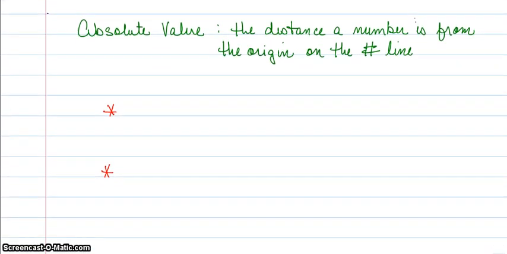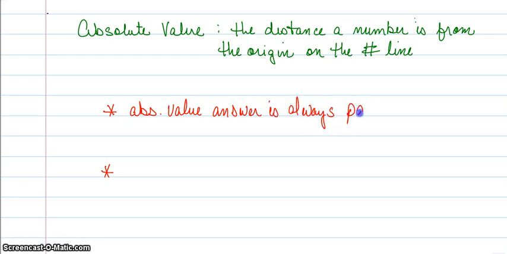Now, absolute value. Absolute value talks about the distance a number is from the origin, or the 0 on the number line. Now, there are two things we need to remember. The absolute value answer is always positive, unless there's a negative sign outside the absolute value symbol.